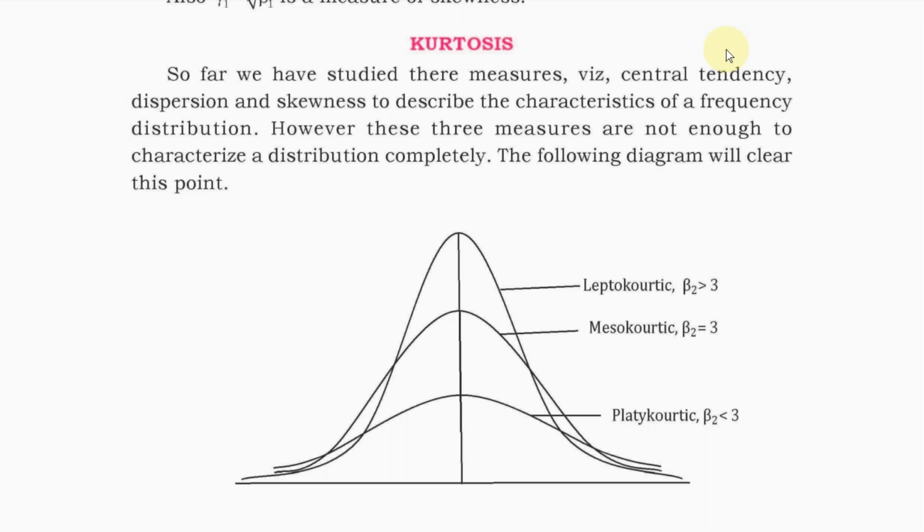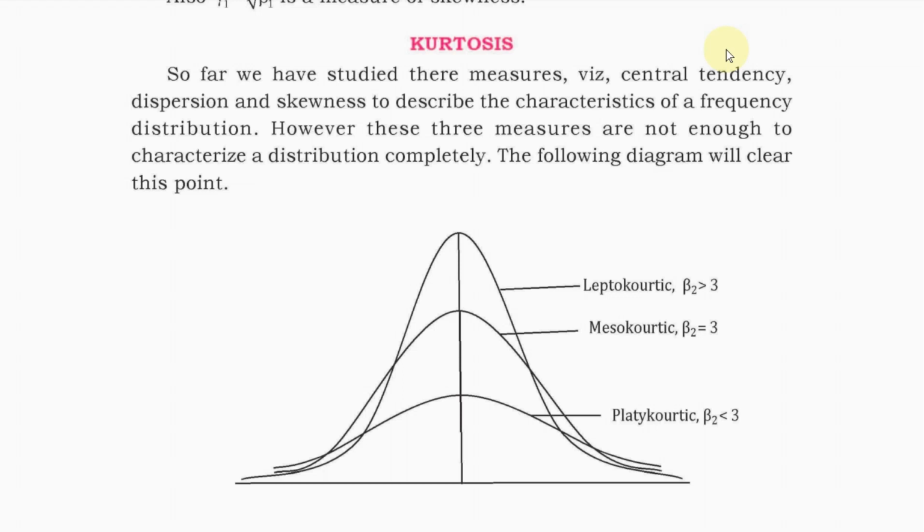But in reality, it is difficult to obtain such distributions. Most of the distributions are not symmetric. There will be some kind of asymmetry in them, and that asymmetry is called skewness. In that we studied two types of skewness: positive skewness and negative skewness.